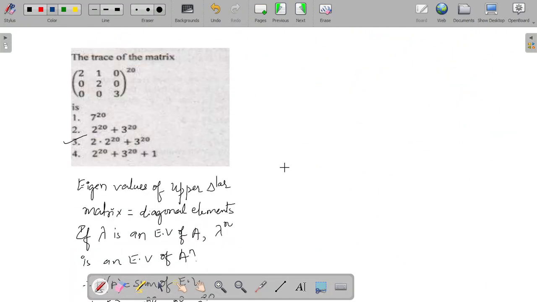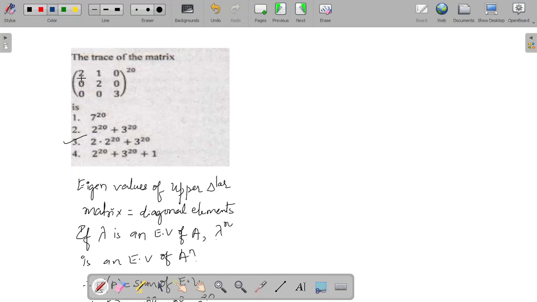Last question, the trace of the matrix. This is the given matrix. We know that the eigenvalues of an upper triangular matrix, or any triangular matrix, are equal to the diagonal elements. Now if lambda is an eigenvalue of A, lambda power n is also an eigenvalue of A power n. So take the given matrix to the power 20. Take the given matrix as A: 2, 1, 0; 0, 2, 0; 0, 0, 3. So that's an upper triangular matrix.